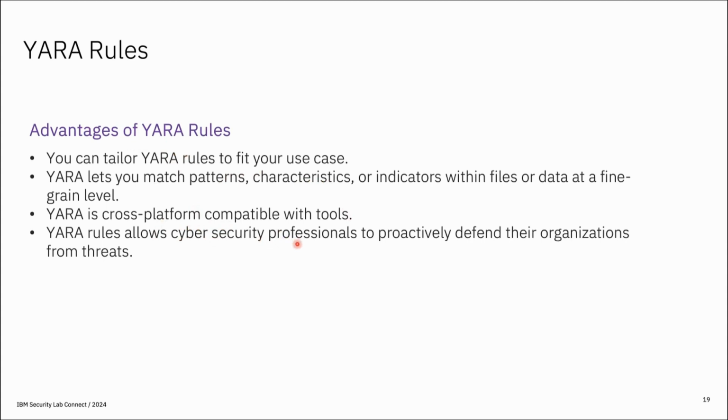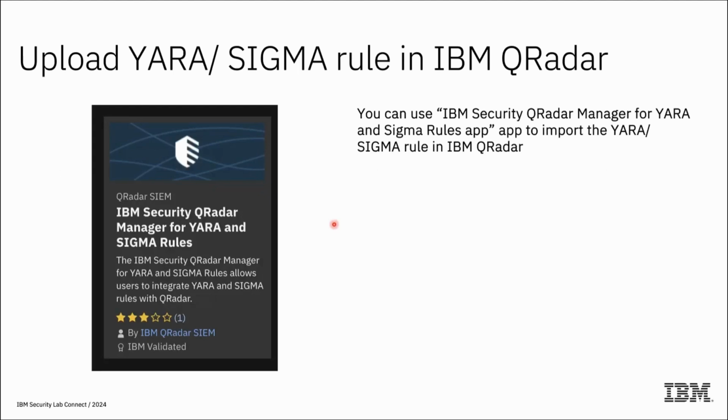So now we will move to the next slide and understand how to import YARA and Sigma rules in IBM QRadar. In IBM QRadar, you can download and install the IBM Security QRadar Manager for YARA and Sigma rules app to apply YARA and Sigma rules to QRadar event flows and searches. This application includes some key capabilities, such as import, edit, and manage existing YARA rules. You can scan raw payloads with the YARA rules. You can scan QRadar events or flows with the YARA rules. You can import, edit, and translate Sigma rules into QRadar rules or AQL searches.